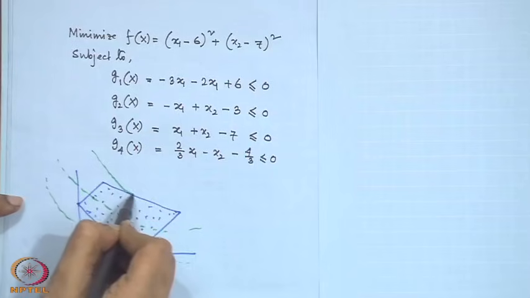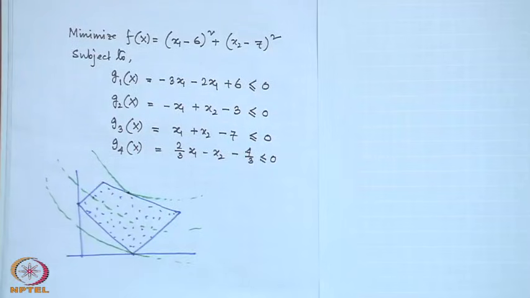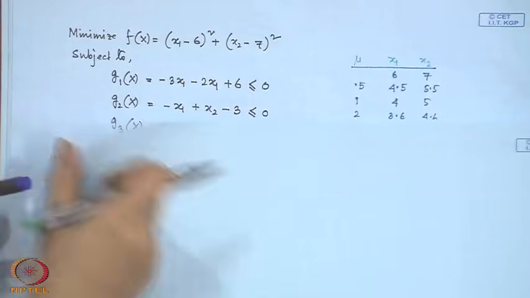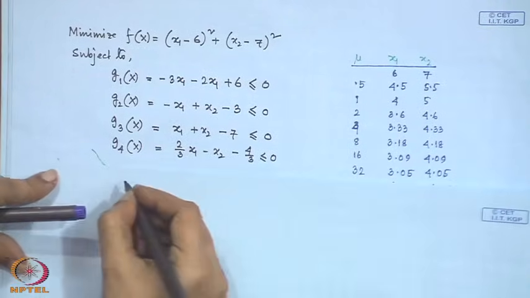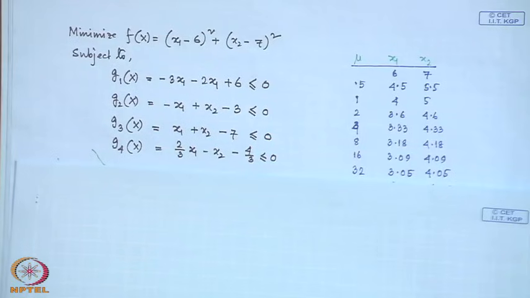Certainly the minimum will lie here. That is the minimum solution for this. Now, if we apply the exterior penalty function method, then we have to construct the unconstrained problem in this fashion.